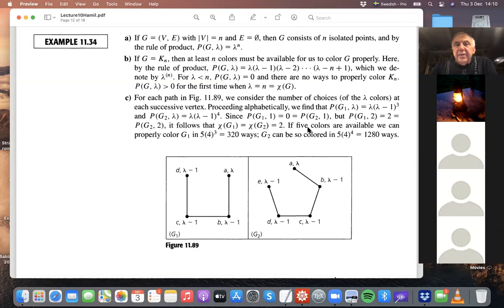Now, for a path, we have lambda times lambda minus 1 to the power of the number of vertices in the path minus 1. And why is that? Well, that's again quite simple. Here is our path. For this vertex, we can use any of our lambda colors. For the next one, we can use any but the previous one, so it would be lambda minus 1. For the next one, again lambda minus 1, and so on. So the total answer would be lambda times lambda minus 1 to the power n minus 1, where n is the number of vertices.